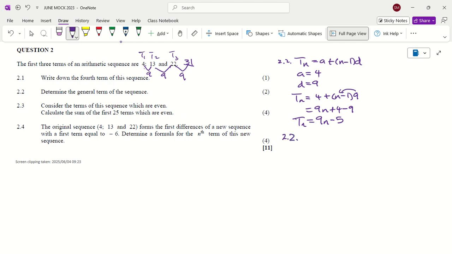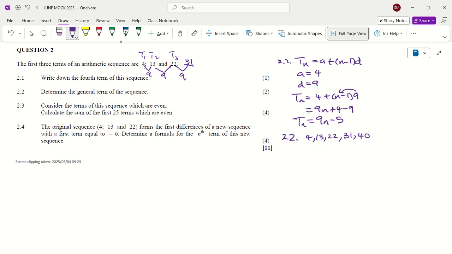2.2. It says consider the terms of this sequence which are even, and calculate the sum of the first 25 terms that are even. Good morning, guys. The first term is 4, right? The second term is 13, the third term is 22, the fourth term is 31, and the fifth term is 40.